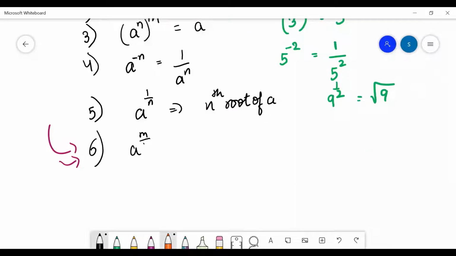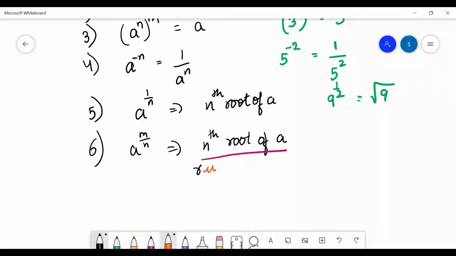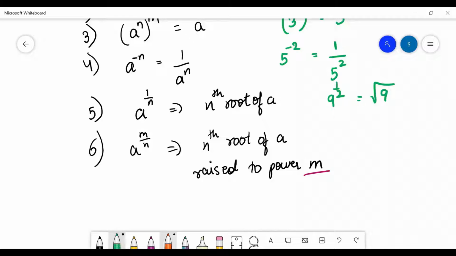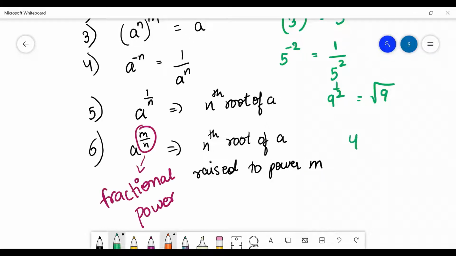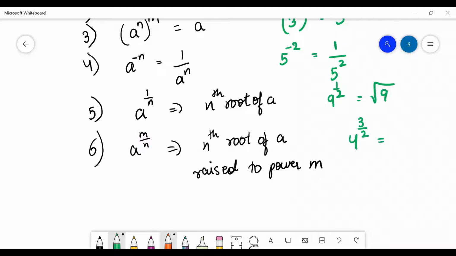Next, a power m by n basically means the nth root of a raised to the power m. For example, let's say you have a power that is a fraction, for example, 4 power 3 by 2. Here it simply means the square root of 4 whole power 3, which is basically 2 power 3, and the answer is 8.